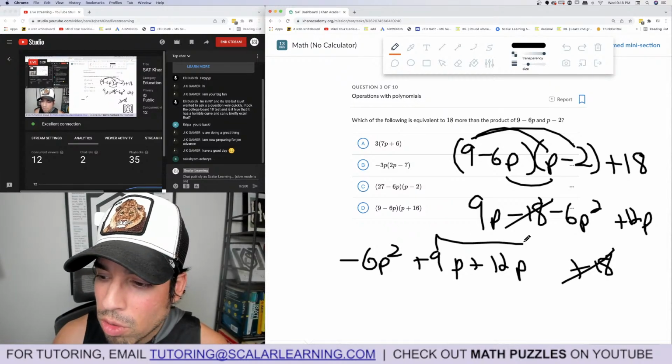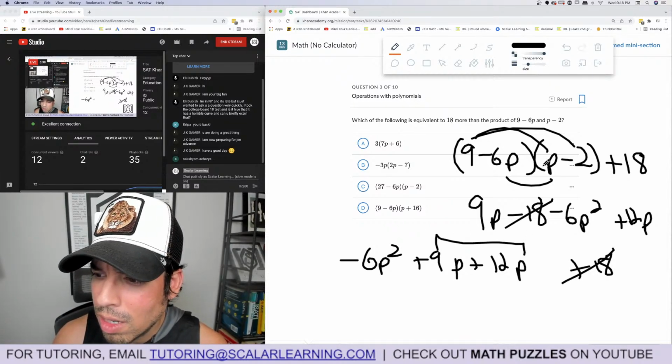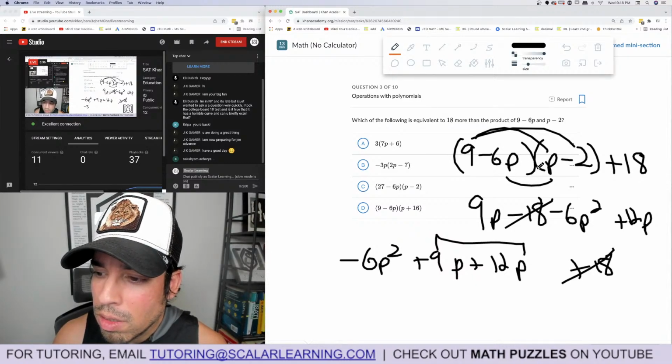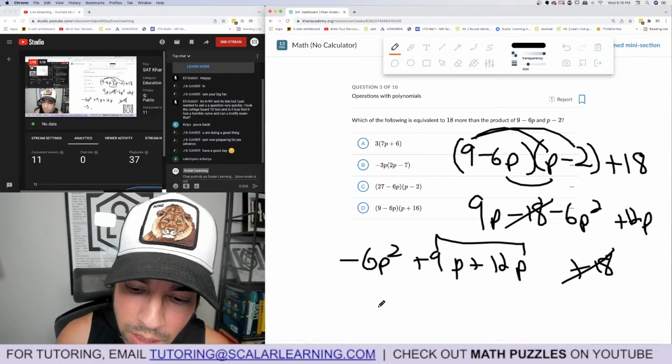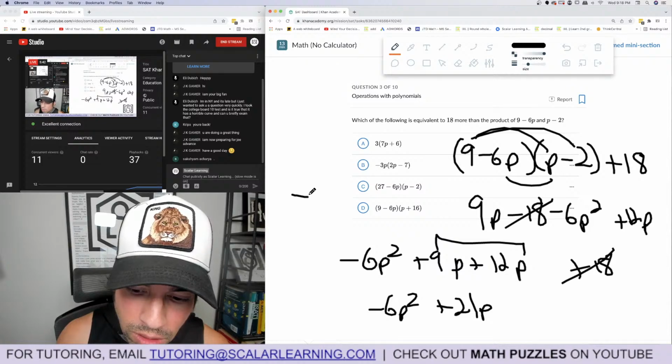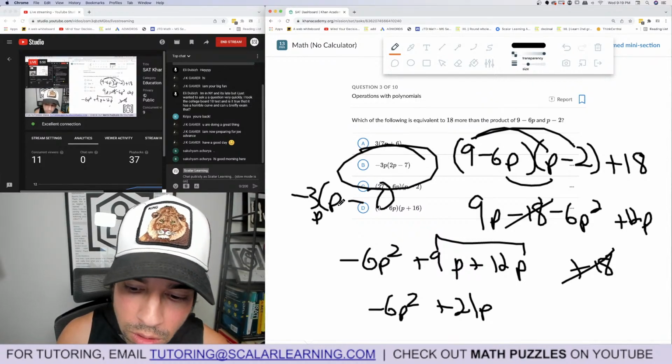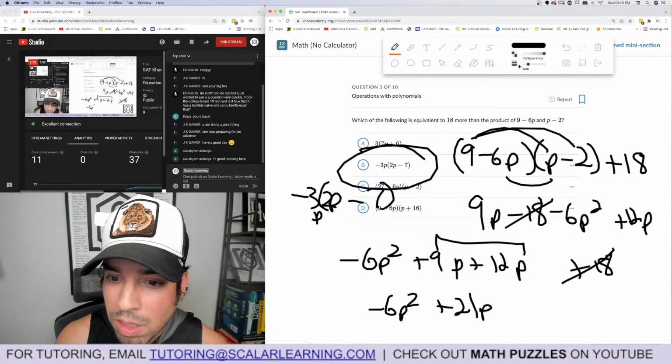These guys are like terms, right? Did I do that right? 9p, negative 18, negative 6p squared, negative 12p, positive 12p. Yeah, I think I did that right. So it's negative 6p squared plus 21p. I can factor out negative 3, and I got negative 3p and p minus 7. It's this one. No, 2p minus 7. Yes, it is B.